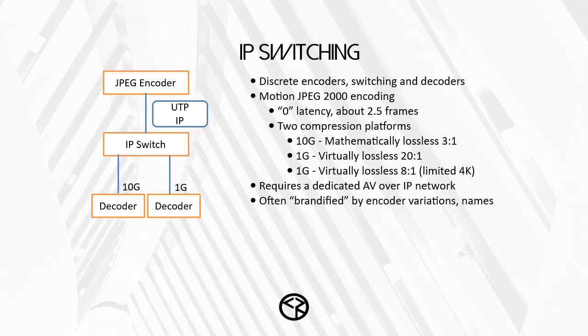And these systems are often brandified by different variations of JPEG encoding and names. So you'll see brands like Pixel Perfect, Pure 3, even SDVoE. They'll call it a custom system, but strangely enough, the compression schemes come out exactly the same, and Motion JPEG 2000 is a free codec, so there's no reason to create some new kind of system when the codec you need to switch is already free.